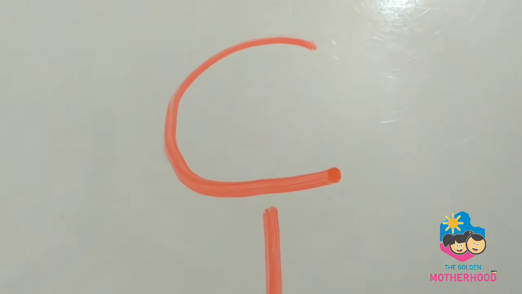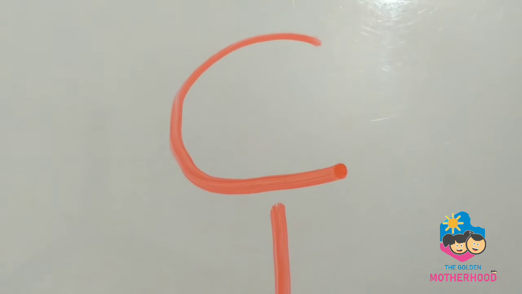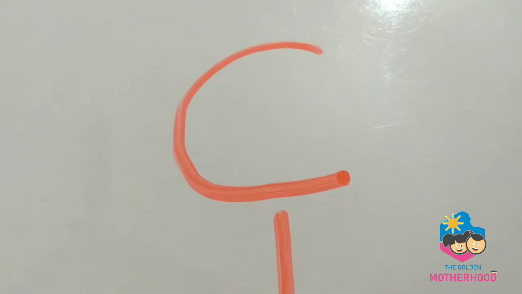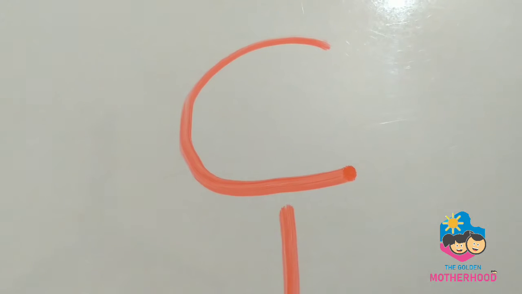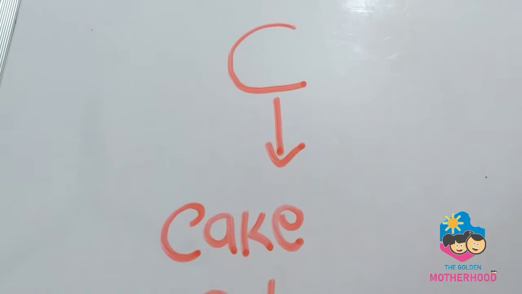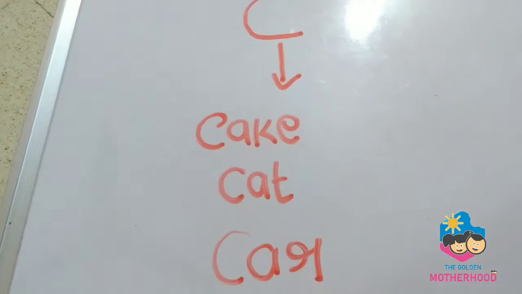Here letter C is looking like a forward curve. Phonic sound of the letter C is C. Cookie, cookie, cookie. Here, C for cat, C for car.